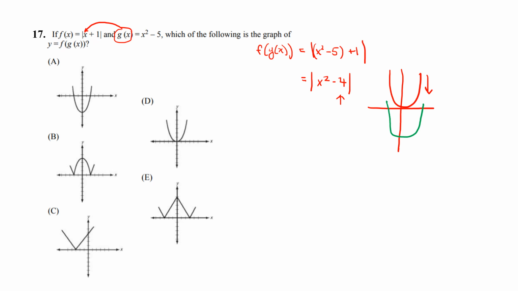So because it's an absolute value, all the negative values are going to be flipped over the x-axis because they're absolute valued. So the graph that looks most closely resembles this would be answer choice B. And you can graph it on your calculator even to verify this.